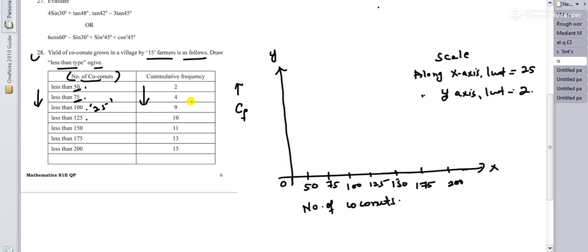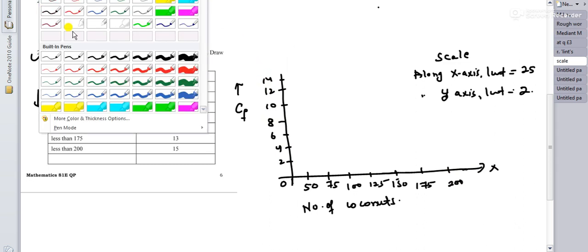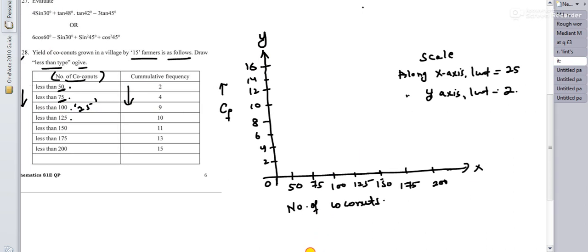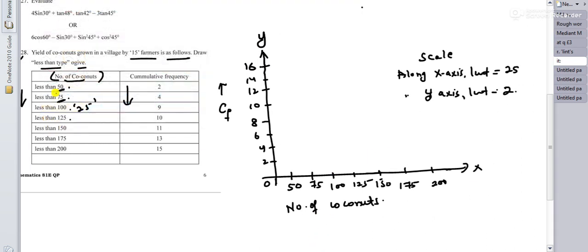Okay, that's all. In y you can write like this: 2, 4, 6, 8, 10, 12, 14, and 16. Till 16 you can write because you have values till 15, so one extra is enough. This is y. Now if you look at the data, when it is 50, the cumulative frequency is 2, so at 50 you have to mark it at 2. Next 75, 4, so 75 is here, 4 is here.